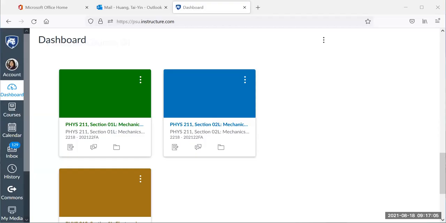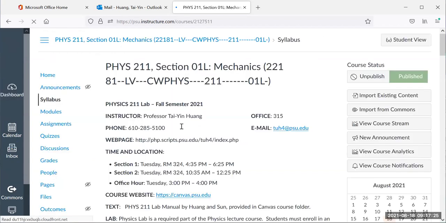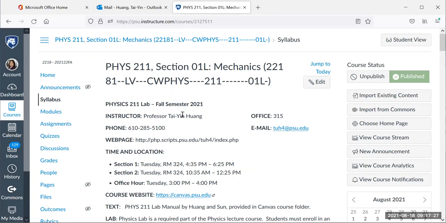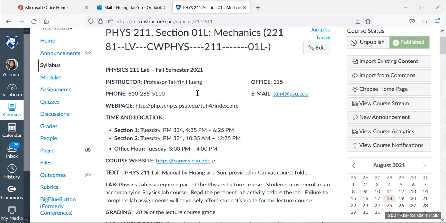Okay, so the first thing you do during the first week of the semester is log on to Canvas and click on the course folder. Once you go into the course folder, you'll find that the first page is the syllabus. Let me spend a few minutes to go over the syllabus, and you'll find all the content information listed here.